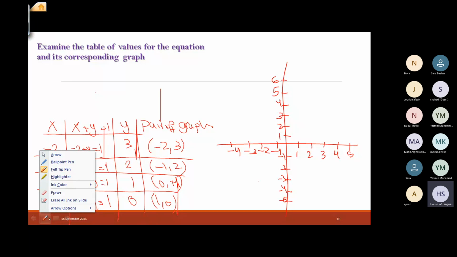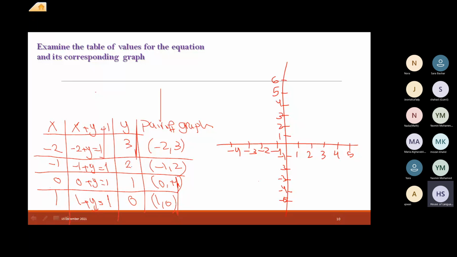Now, -2, 3. Where do you have to put -2, 3? First of all, the value of x is -2. Is it negative? So do I have to go to the right? I will remind you of grade 6. -2, what does it mean? I start from the origin, then I have to go to the left. Bravo. Then I have to go 3, up or down? Up. So here will be the point. This is the first point.